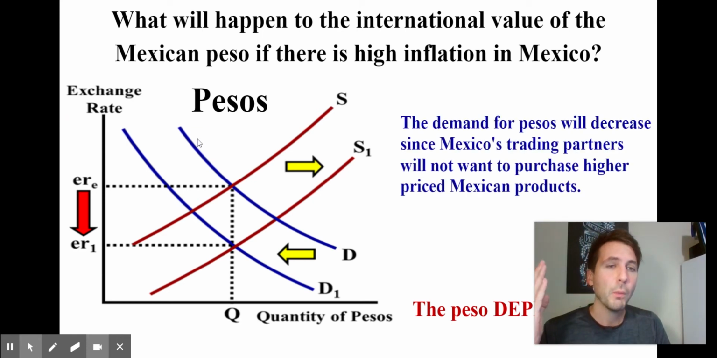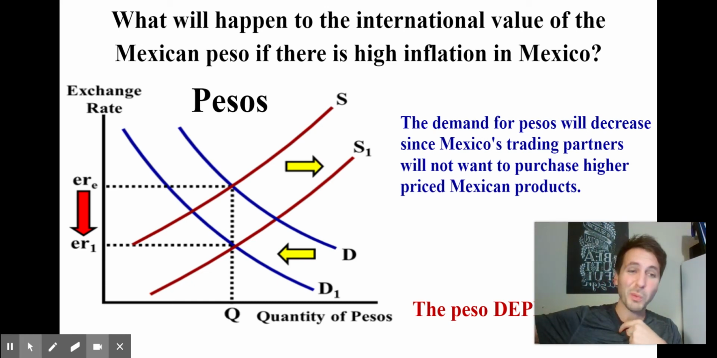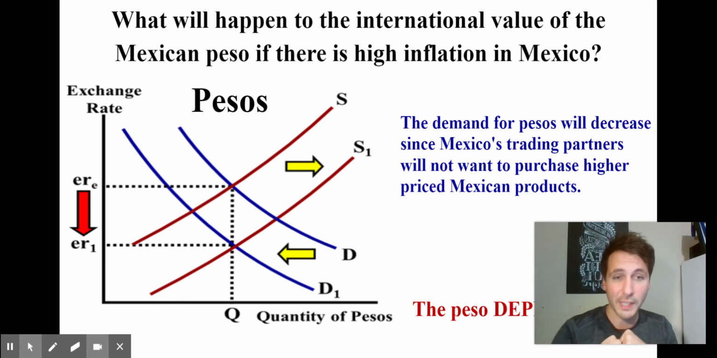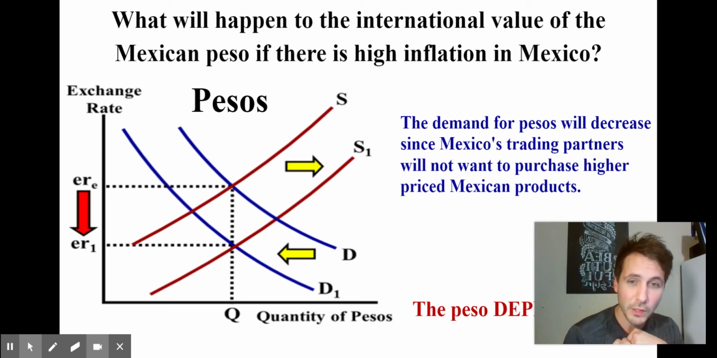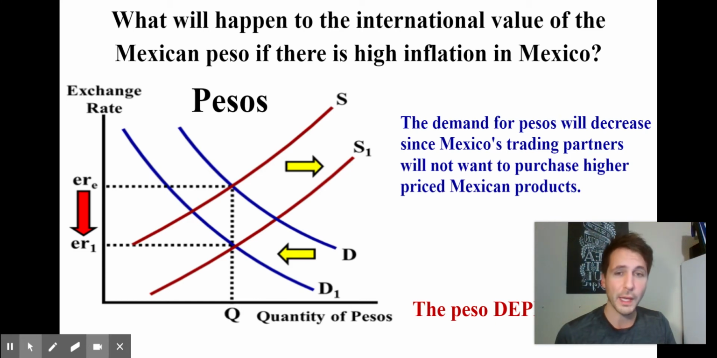What's going on? Well, first, the demand is going to decrease because when there's high inflation in Mexico, those foreign nations don't want to buy those higher priced exports. So they're going to demand fewer Mexican exports, which is going to decrease the demand for the peso. If they demand less of our exports, they're going to demand less of our currency that goes along with it. So demand is going to shift to the left.